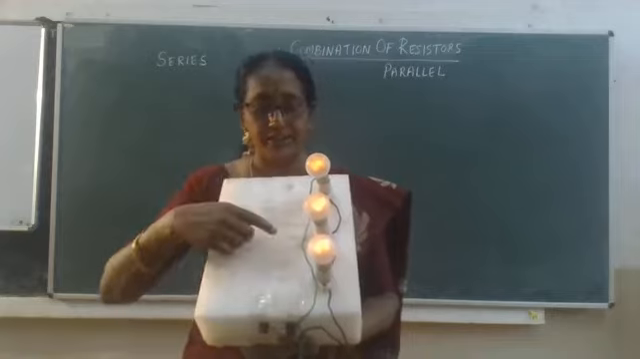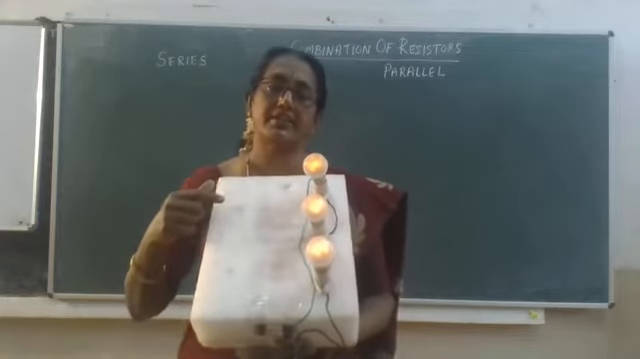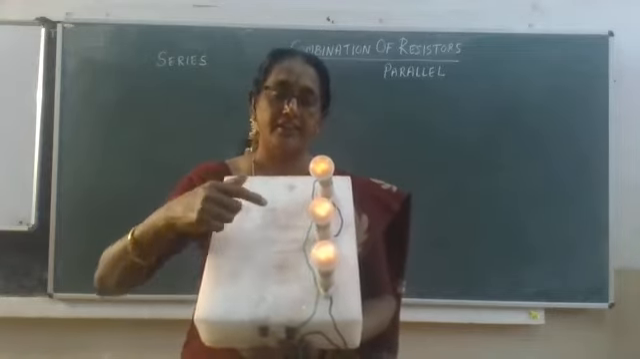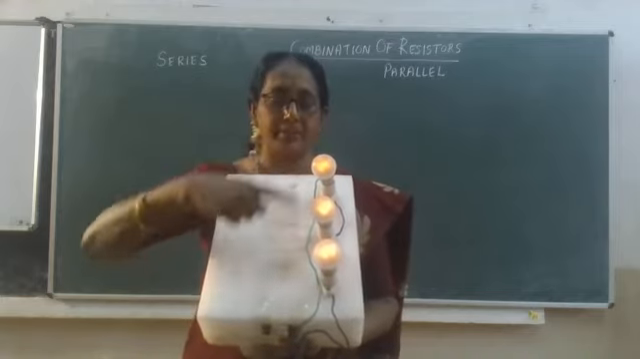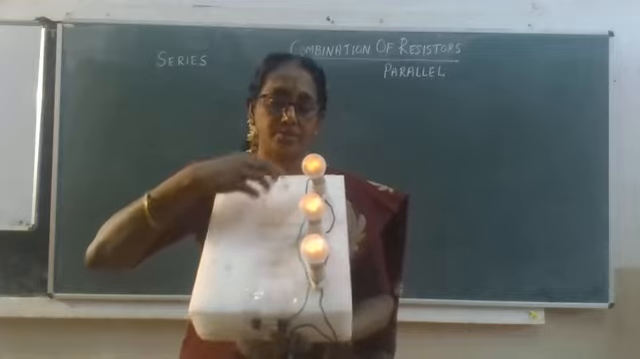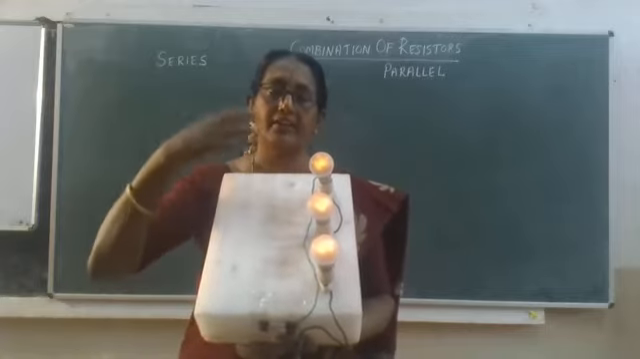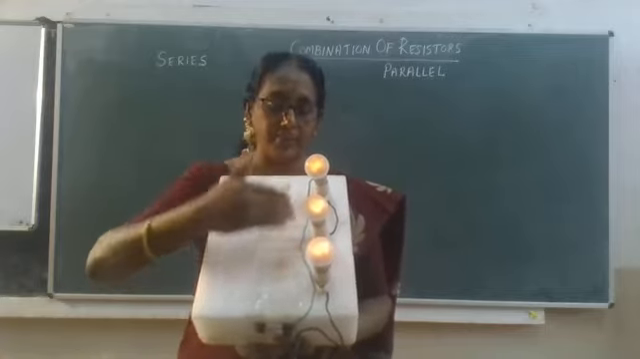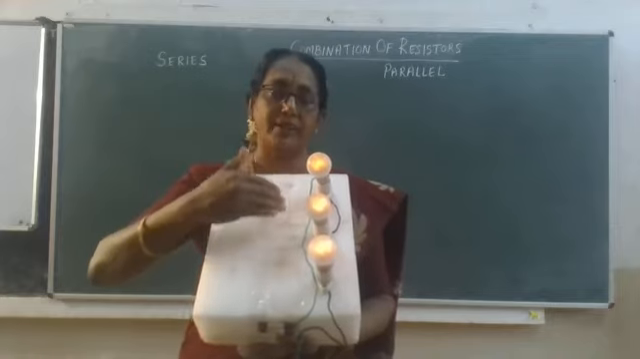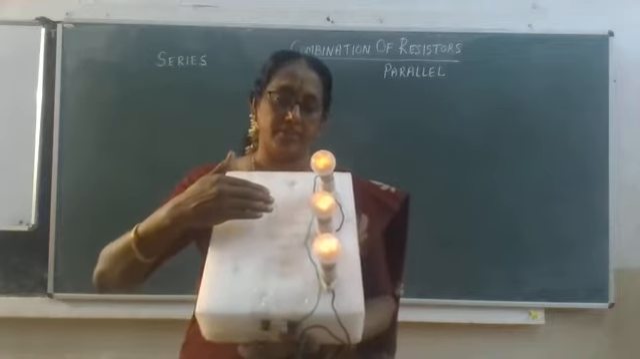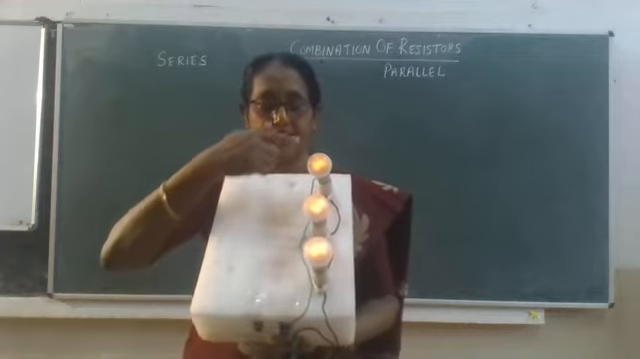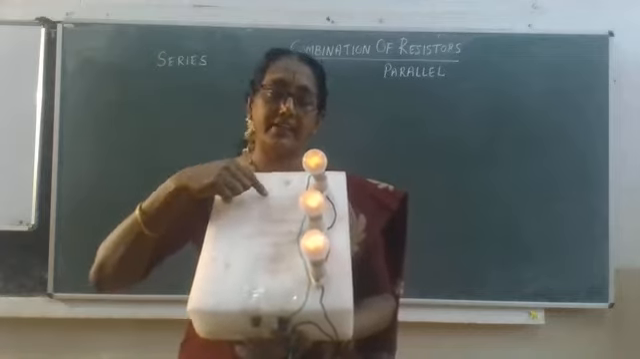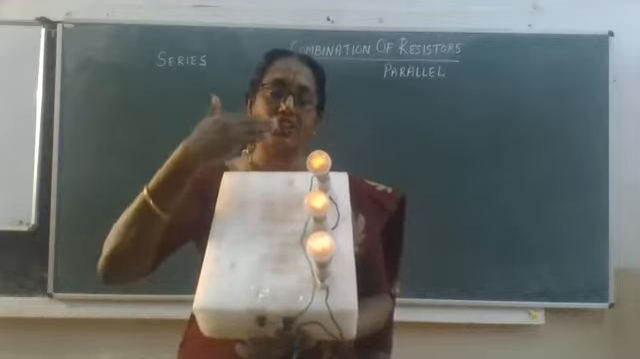As you have learned the theory, when a number of resistors are connected in series, the current remains the same, and the potential difference will be shared. So when you have given 15 volt, if 3 bulbs are identical, each bulb will get 5 volt. That is the speciality of series connection. The current is the same, but the potential difference is getting shared.